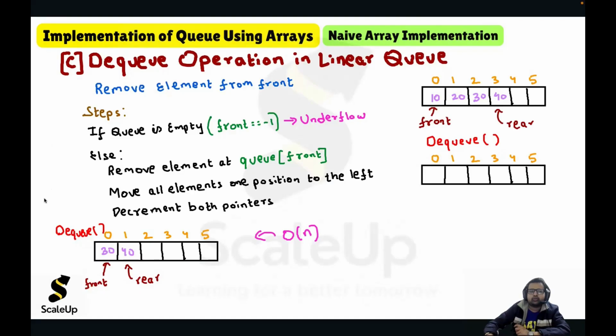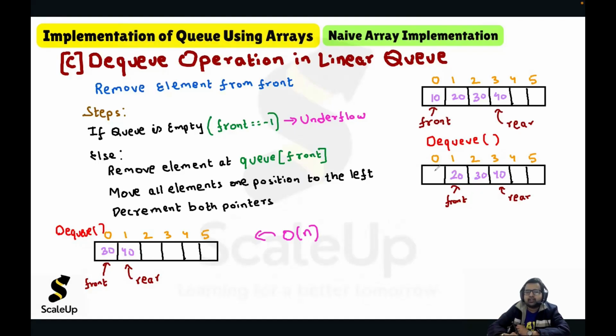So let us suppose you have a queue like here: 10, 20, 30, 40. If you perform the DQ operation, 10 will be removed. So 20, 30, 40 will be there. Front pointer will get incremented and rear will remain same.